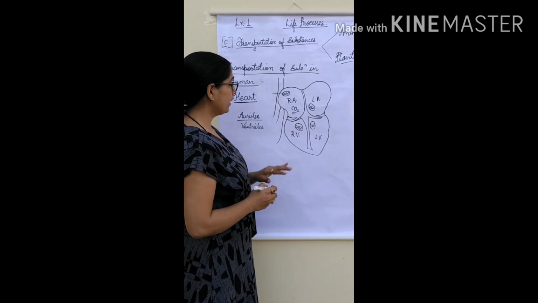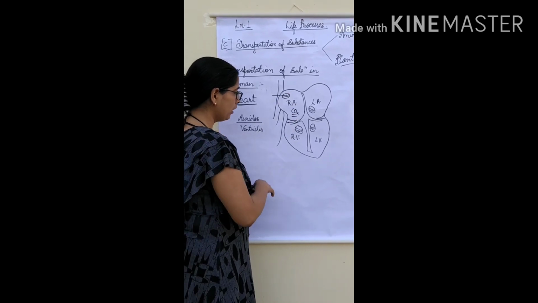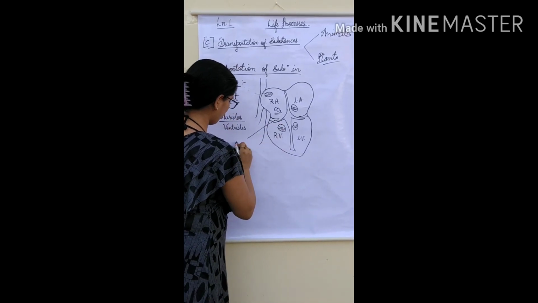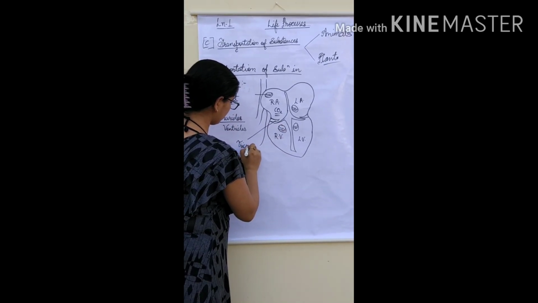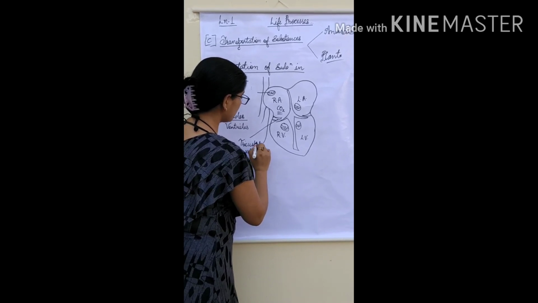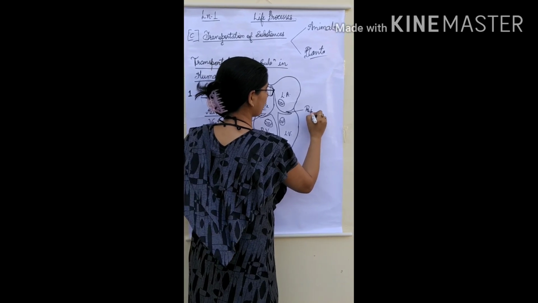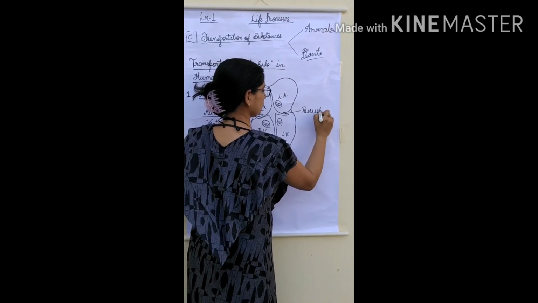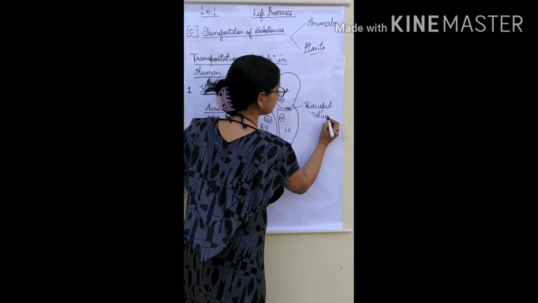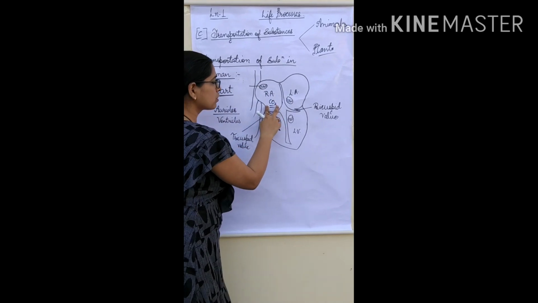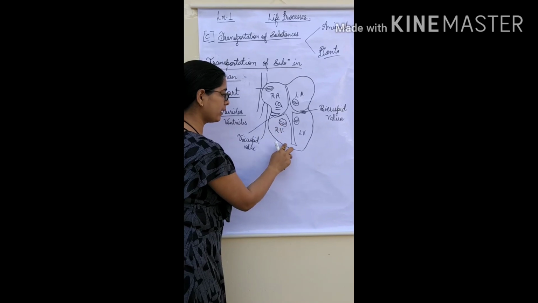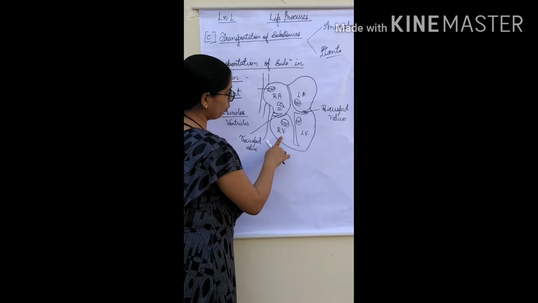auricle. When the right auricle fills with blood, it opens slightly. This valve is called the tricuspid valve. And this valve is called the bicuspid valve. When this chamber gets filled with the blood, this valve opens and allows the blood to move to the next compartment, which is your right ventricle.